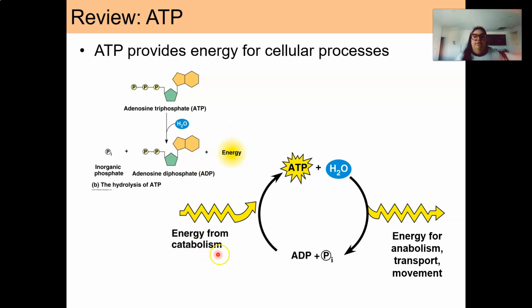So energy from catabolism is released and then used. The energy from anabolism is used for transport and movement. We can also input energy into the system and build up that molecule to make ATP, and then we can break it down and release energy out of the system and use it for transport and movement. We also can put energy into the system to build up ATP and use it for later. Very important for today's talk as well.